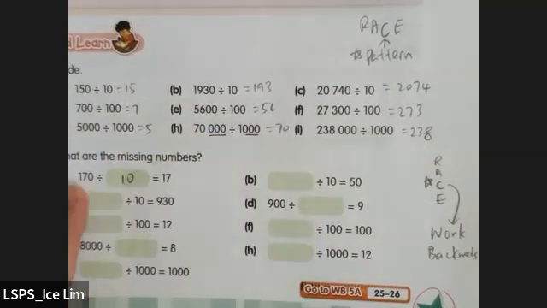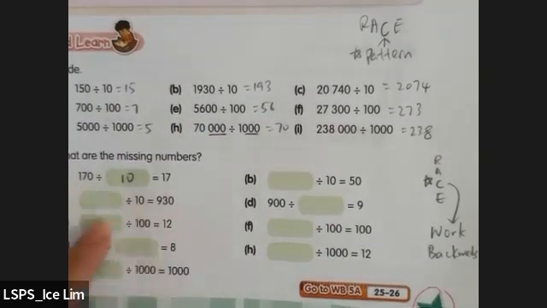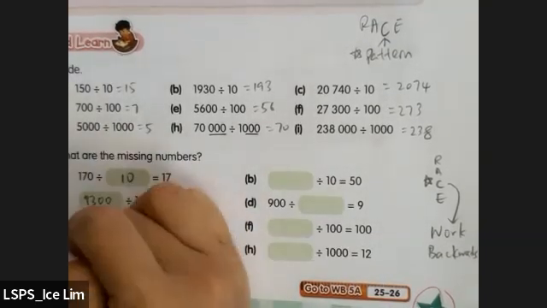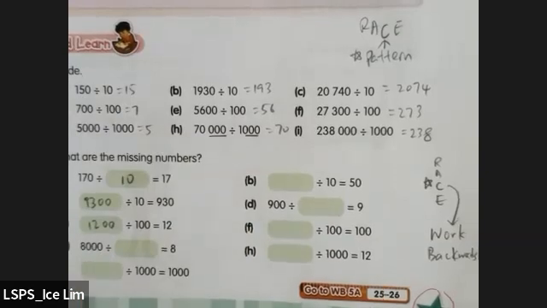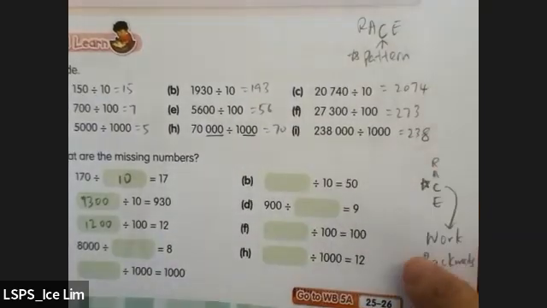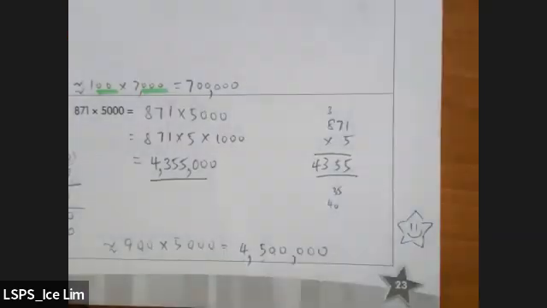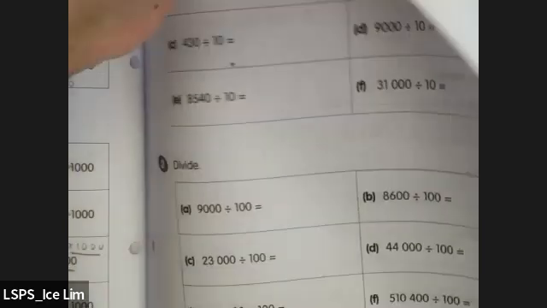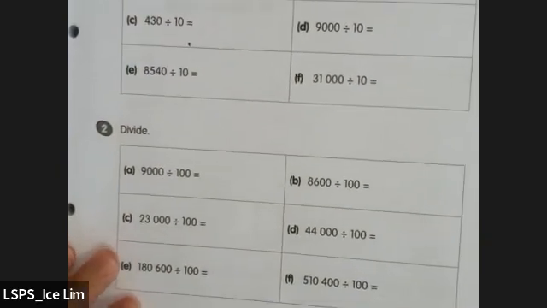17 times 10. 930 times 10. 12 times 100. Can you see that backward going on? Okay, good. All good, right? Easy, difficult? Easy, very good. Then move on. Now, we should have done 25 and 26.